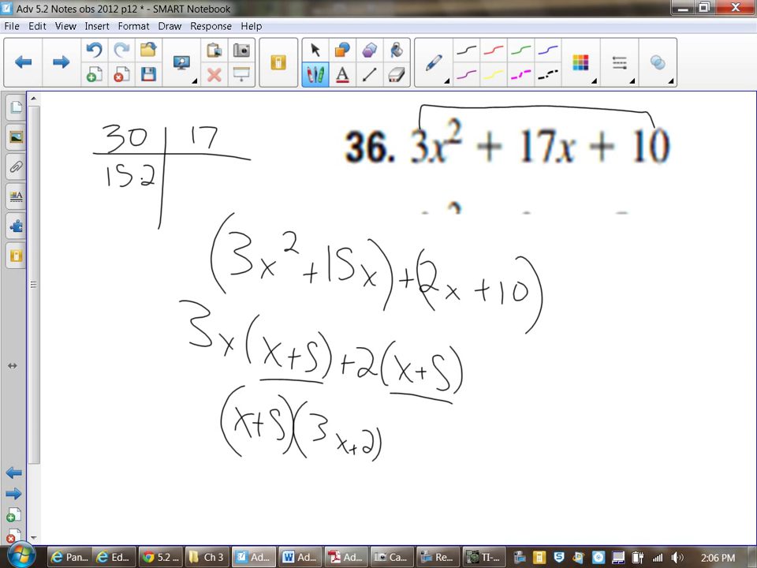I know there are many different ways to set up and factor. If you can do it via guess and check, and you know what the terms are right away, go for it. I'm not going to stop you from doing it one way or another. When I do the problems on the board, I'm always going to go this way.